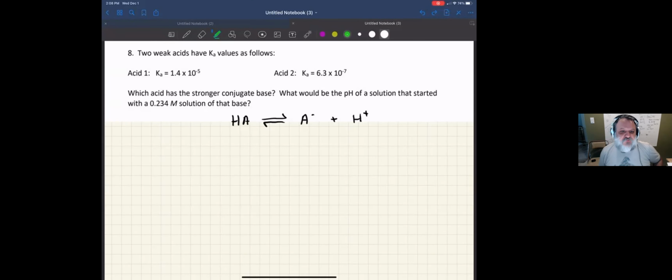All right, here's another question. We've got a lot of work to do with this question, but it starts out as a two-parter. Which acid has the stronger conjugate base? And then it's a pH question after that.